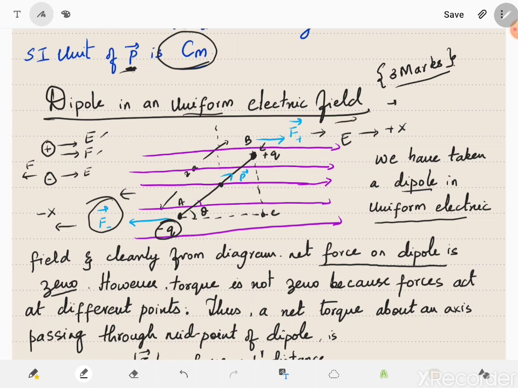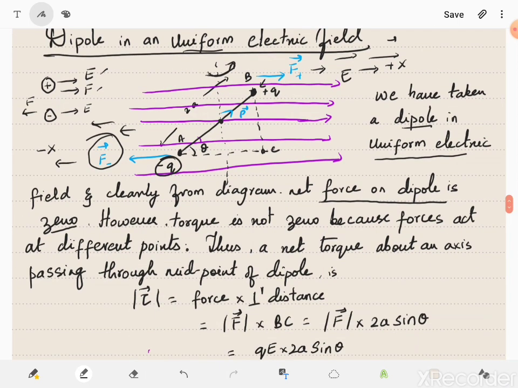So in a sense, about the center or the midpoint of the dipole, this creates a couple. One force in this direction and the other force in that direction will create a couple, which leads to a net torque on this particular dipole, and that is what we intend to find mathematically. Net torque about an axis passing through the midpoint of the dipole. As you know, torque is defined as force into perpendicular distance.